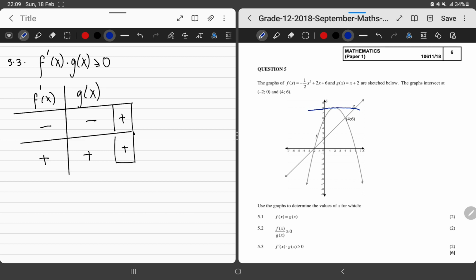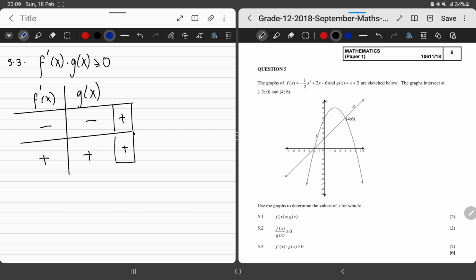At the turning point, if I were to draw a tangent at the turning point, the gradient of the tangent will be equal to 0. And then if I were to draw a tangent at any point to the right of that turning point, my gradient would be what? It will be negative, because whenever I have a straight line that looks like that, the gradient is negative. And then if I were to draw a tangent to the left of f, the gradient would be positive.